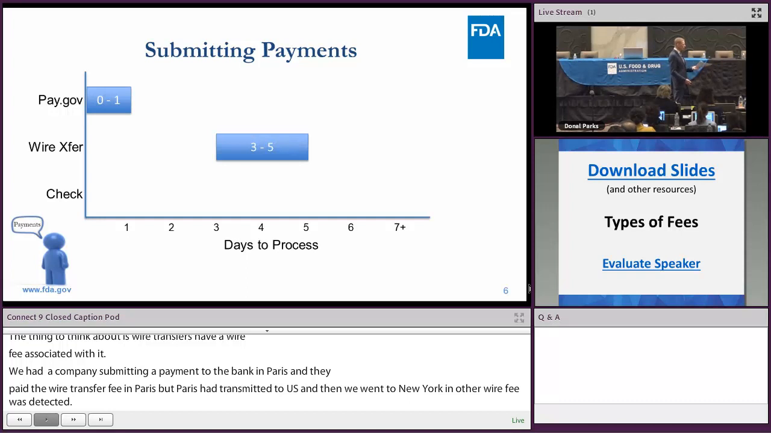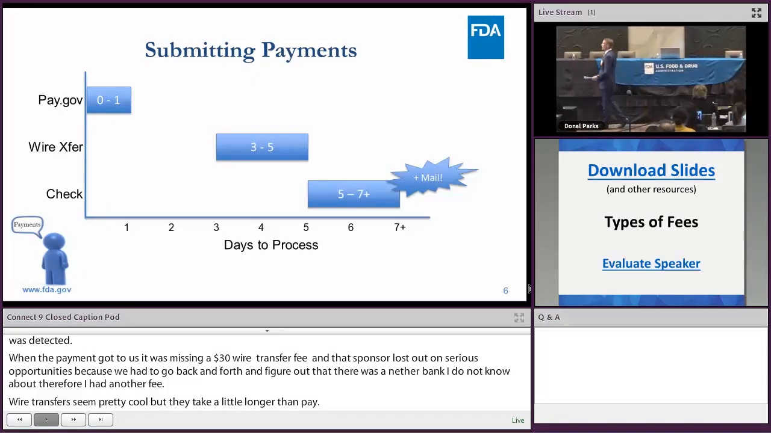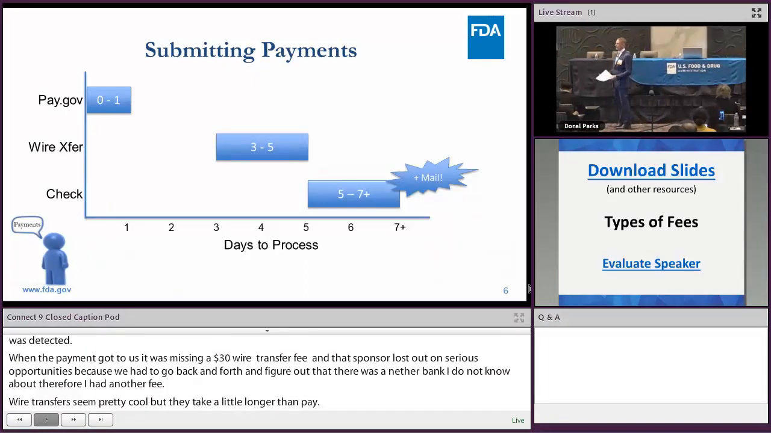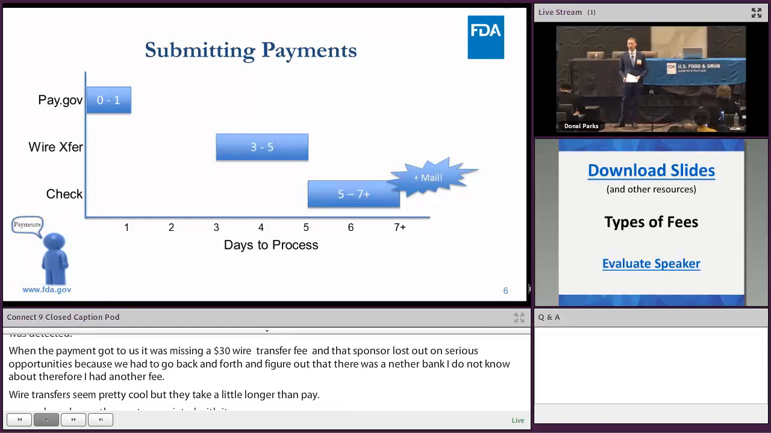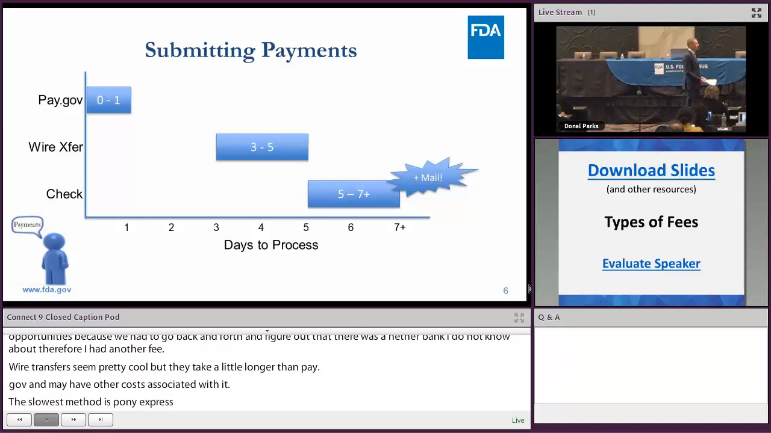So wire transfers seem pretty cool and spiffy, but they take a little bit longer than pay.gov, and they may have other costs that you have to be aware of. And then the slowest method is Pony Express, otherwise known as the Postal Service. If people send in a check, it can take 5 to 7 business days or even longer to get to us, get to the bank, get processed so that we have the funds in our account and we can declare the user fee obligation satisfied.